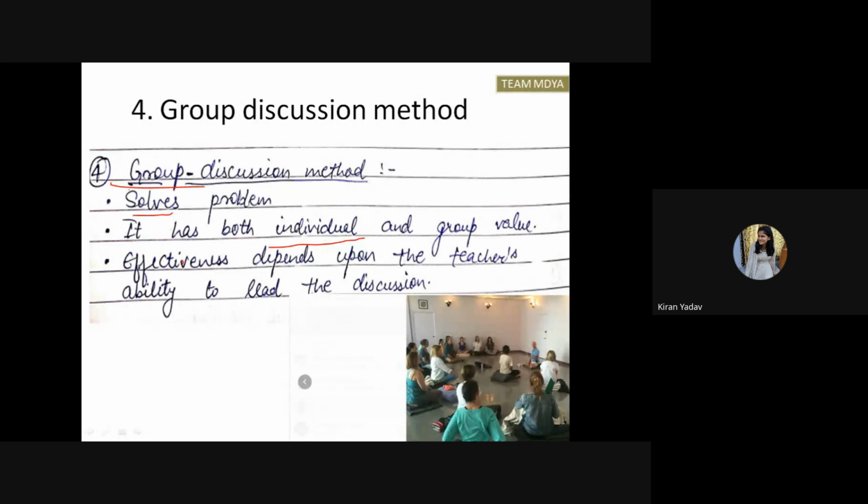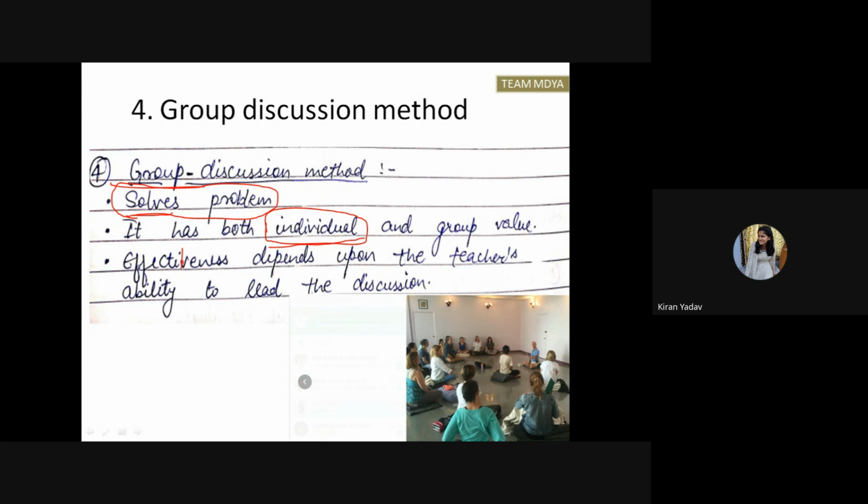Yes, so we were studying the group discussion method. It solves problems. The main benefit that we get is that it solves problems. For example, we have a topic, then we discuss it, and it results in problem solving. It has both individual and group value. How does this method have both? Because individually it helps a student grow, and the whole group also grows, because an individual becomes tolerant to the opinions of other participants in the group and improves himself, and overall the group also learns and grows.